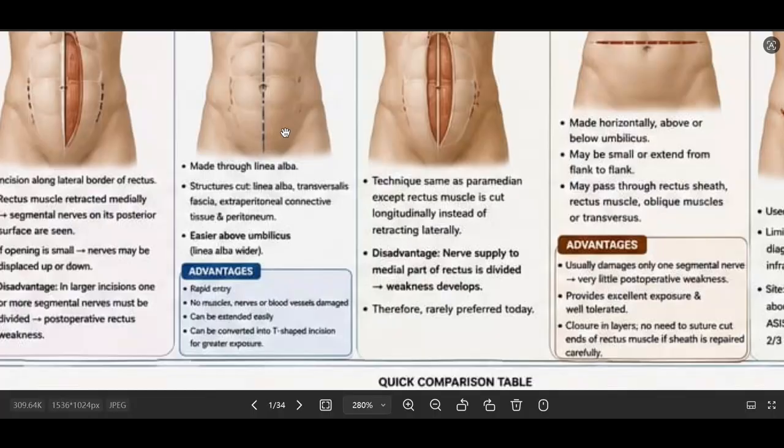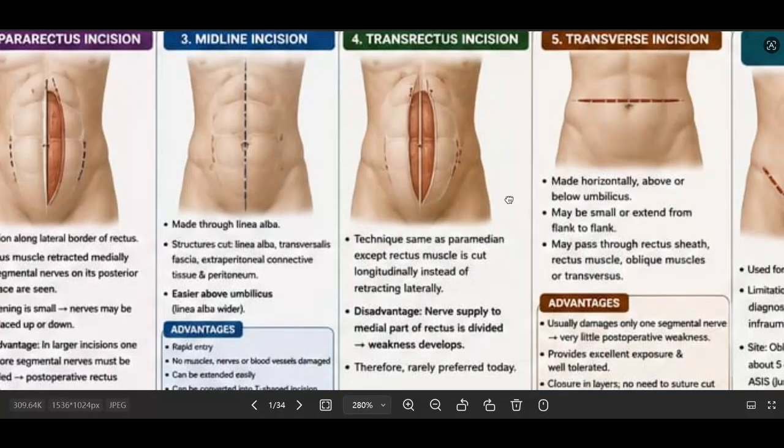Now there is an additional point here: the anterior and posterior rectus sheath are cut transversely. The rectus muscles are retracted laterally in that case. Now the fourth common incision is the transrectus incision. This technique is almost the same as the paramedian, the first one we discussed, but the basic difference is that instead of retracting the rectus, the rectus muscle itself is cut longitudinally here.